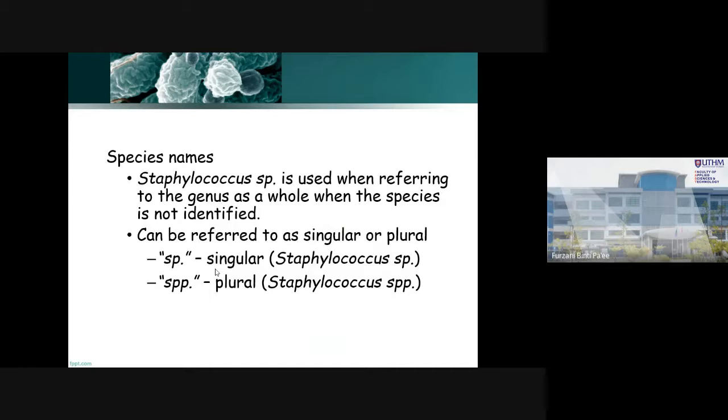For the species name, I'm sure that you have seen sp. and also spp. We use sp. and spp. when the species is not identified, when we don't know what the species is and we only know the genus. For example, Staphylococcus is the genus, but we don't know the species of the Staphylococcus. We can use sp. to refer to a singular, or one species, of Staphylococcus, or we can use spp. to denote the plural, meaning several species of Staphylococcus bacteria.